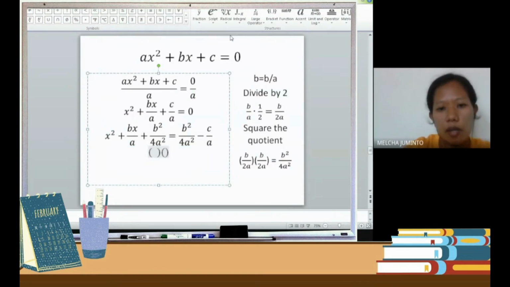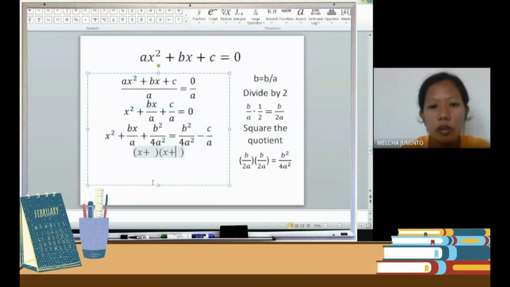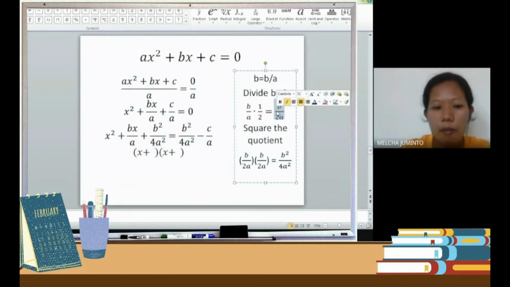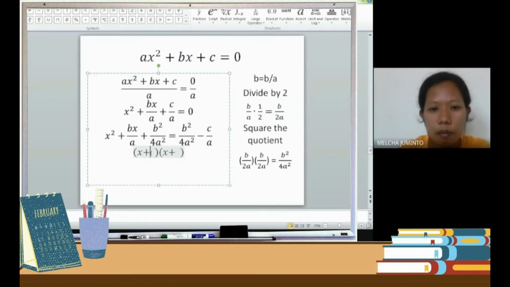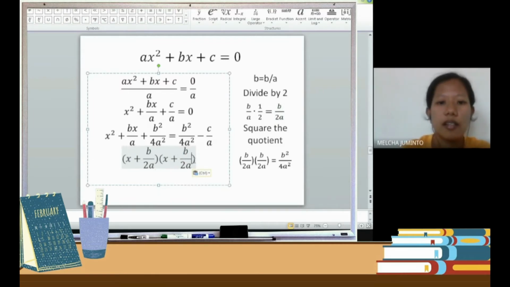I will place two binomials. Those two binomials will be x. All signs are positive, so plus, x plus. Another binomial, x plus. And again, you don't need to think of what should be placed here. Whatever answer dun sa pag-divide, kakopy mo lang. So the quotient of dividing b over a by 2 is b over 2a. Just copy this. Put it here. Put it here. Yan, ganun lang.